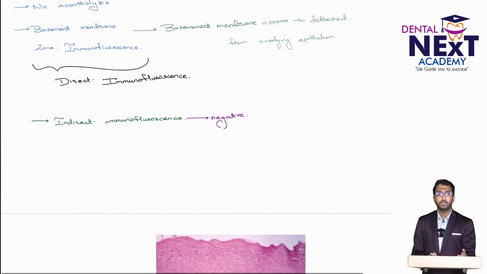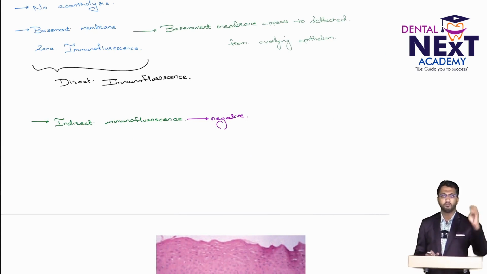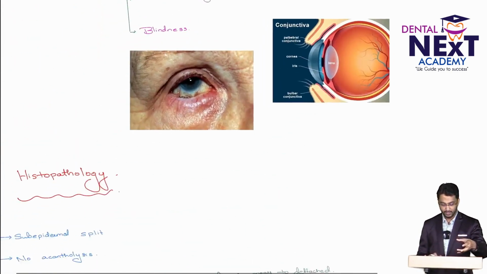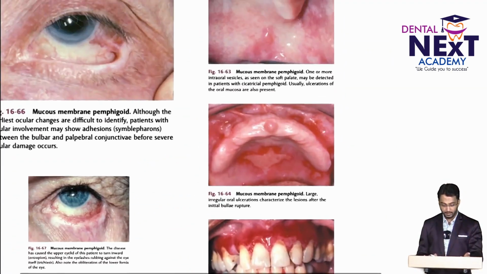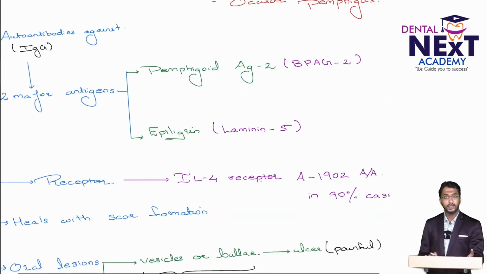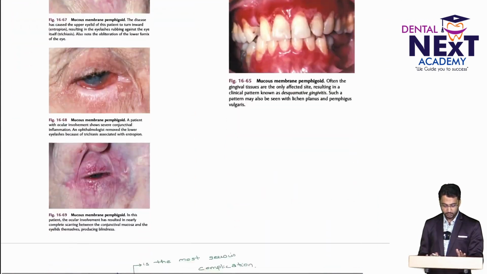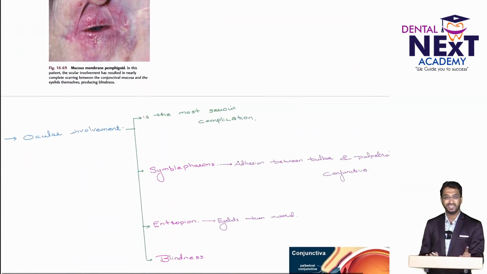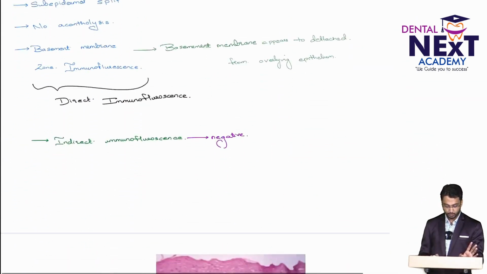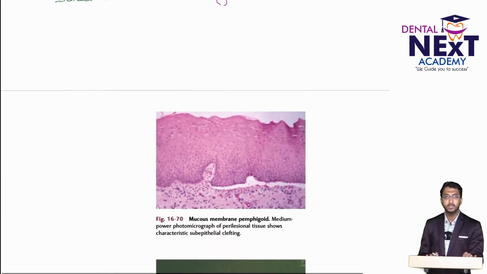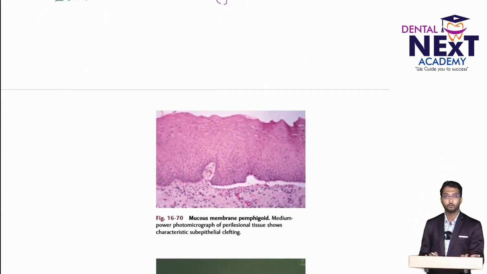So that was pemphigus and pemphigoid, very important. Pemphigus antibodies are different: that was desmoglein, here it is epiligrin and BPAG2. The IL-4 receptor is more common here. The oral cavity lesions are vesicles or bullae, and ocular involvement is very problematic here. Finally, indirect immunofluorescence is negative; only direct is positive, and that too in the region of the basement membrane, not suprabasal.